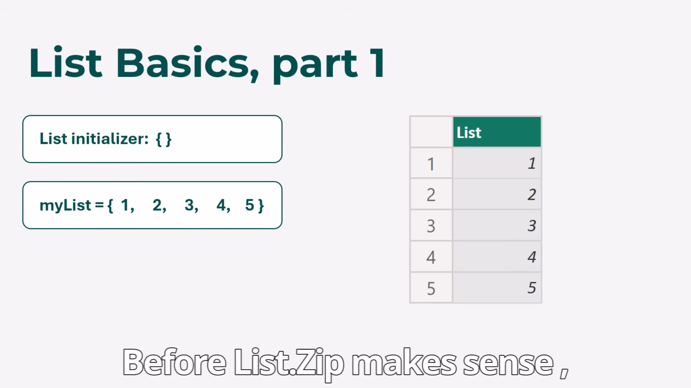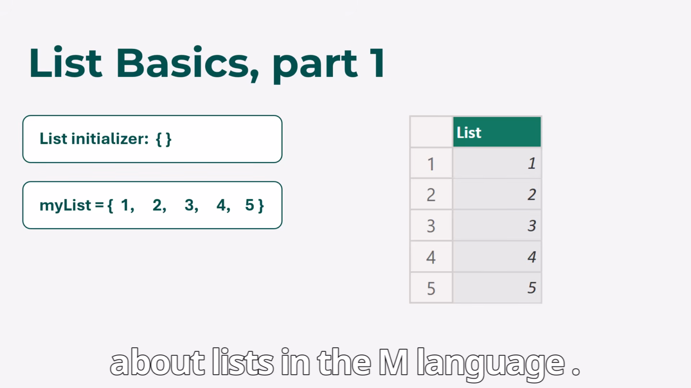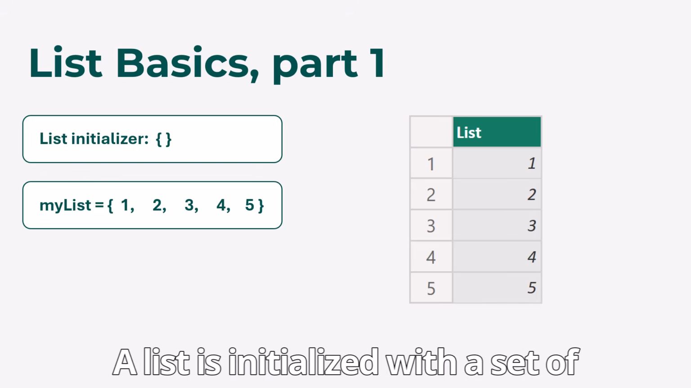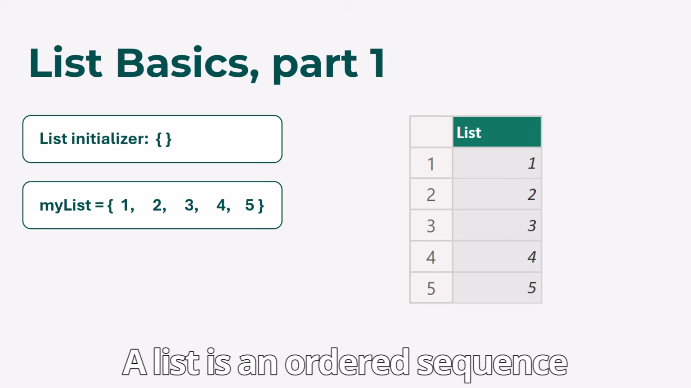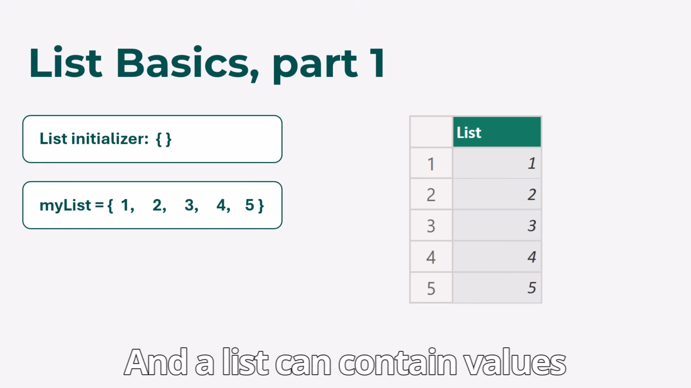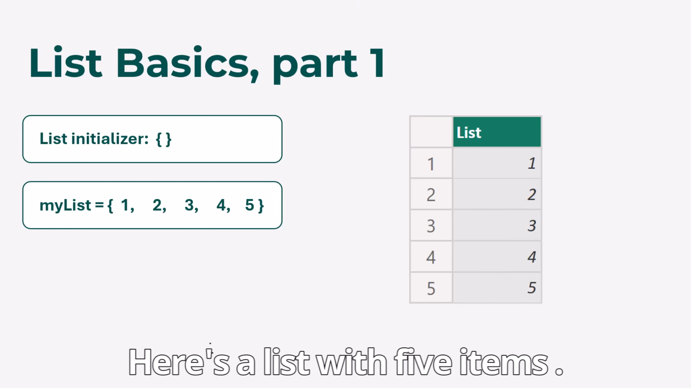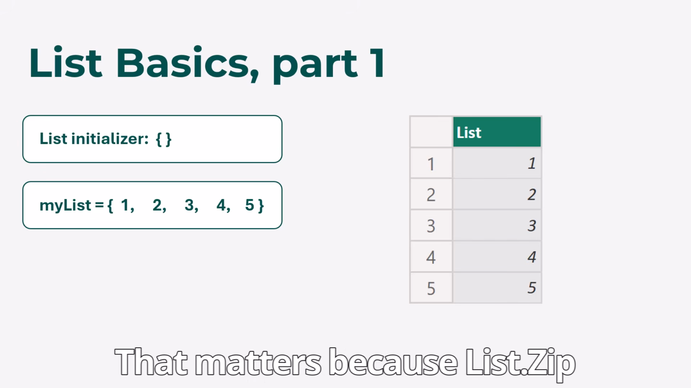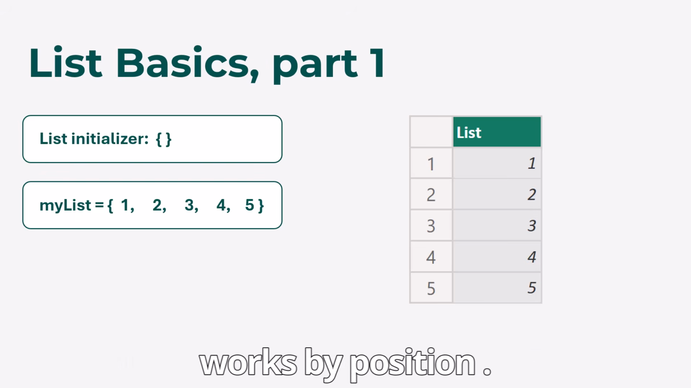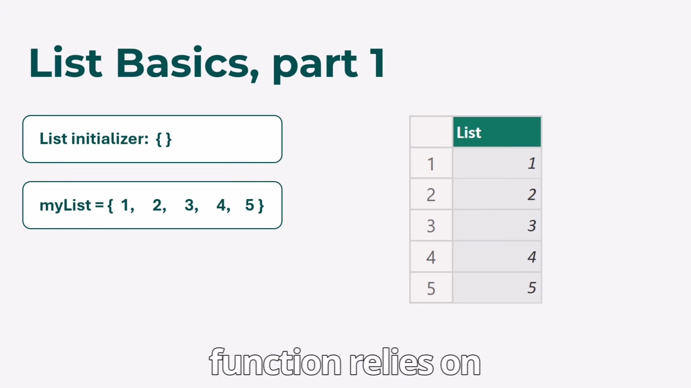Before List.Zip makes sense, you need to know a few basics about lists in the M language. A list is initialized with a set of curly brackets. A list is an ordered sequence of values, and a list can contain values of any type. Here's a list with 5 items. The order in which the values appear is fixed. That matters because List.Zip works by position. So the item order is what this function relies on.